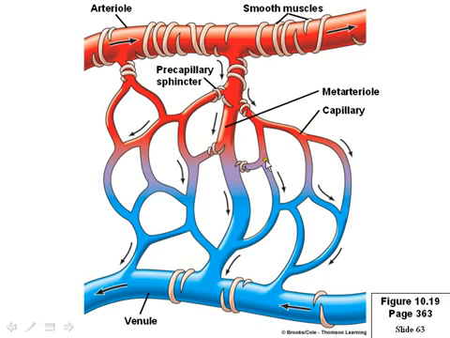If I don't need circulation in this capillary bed, guess what this smooth muscle does? Constricts. So if there's no metabolism happening here, what happens to my oxygen level here?